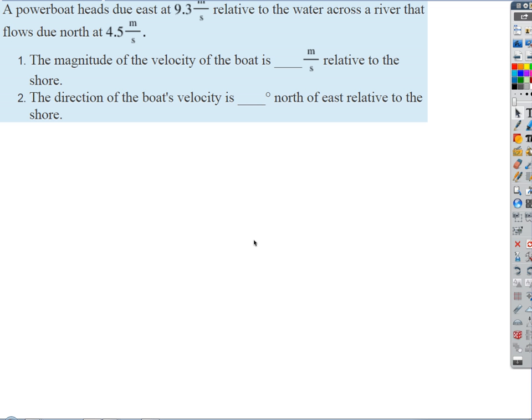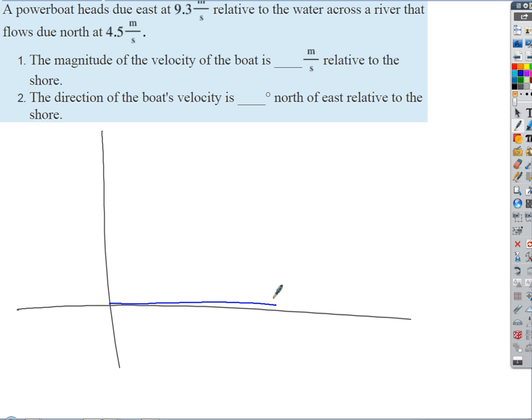Okay. So let's represent this. So we've got, once again, there's our north and east directions, let's say. So here's the velocity of which one's going due east? The boat. Okay, so here's the velocity of the boat relative to the water, right? And that is 9.3. And this is the velocity of the water relative to the shore. Okay, so something like that, right?